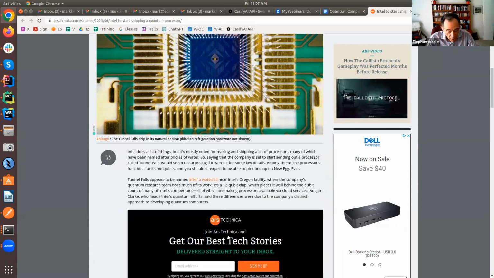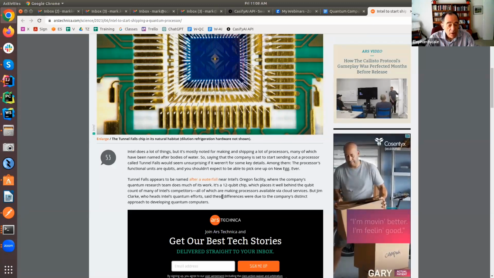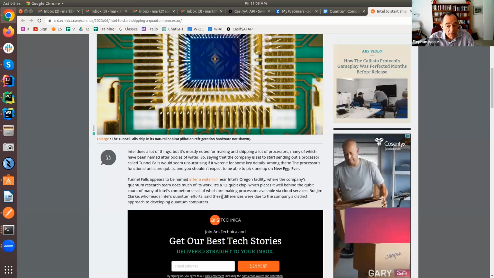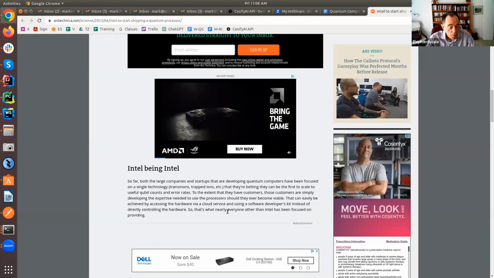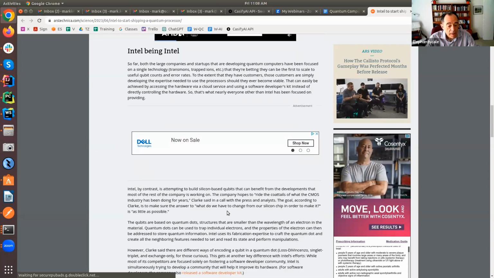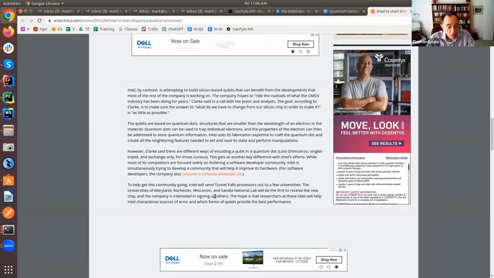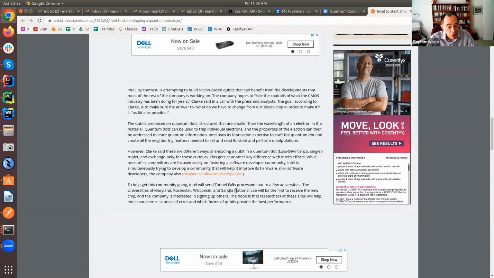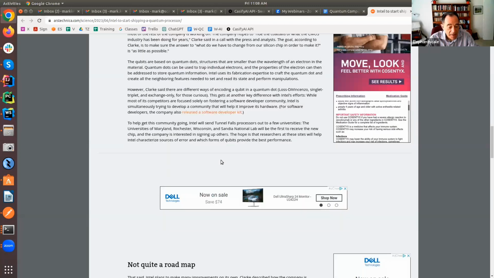I try to read and understand what they're saying here, and essentially, it is to put the hardware in the hands of the people. Because even at the university, you probably cannot build your own processor, even a small one. So a few universities are getting this. Here they are: Universities of Maryland, Rochester, Wisconsin, and Sandia National Lab. You wouldn't expect guys like Sandia to already have that.